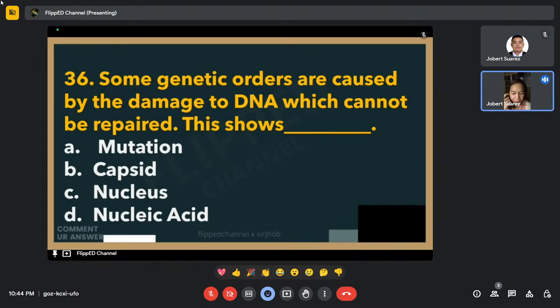What's the correct answer for number 36? Ano pong tamang sagot? 36 is mutation. Okay, letter A. Letter A, mutation. DNA damage which cannot be repaired. Take note niyo po yan, ha. Balikan niyo rin yung live session namin with Ms. Barzalo para malaman niyo yung rationalization for each.